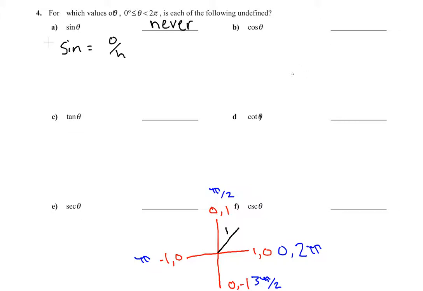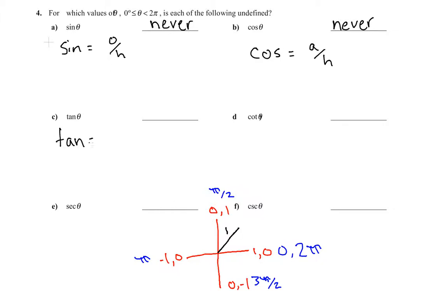Just like that. Moving on to B, we look at cos, and cos is adjacent over hypotenuse. We come across the same solution that we had with sine, where the hypotenuse is always going to be 1, no matter which quadrant we're in. So it's never going to be undefined. So those two are pretty easy, both never being undefined because they're both over the hypotenuse, and the hypotenuse is always 1.